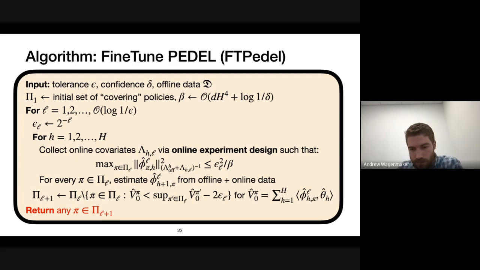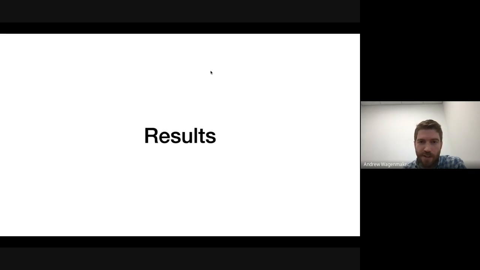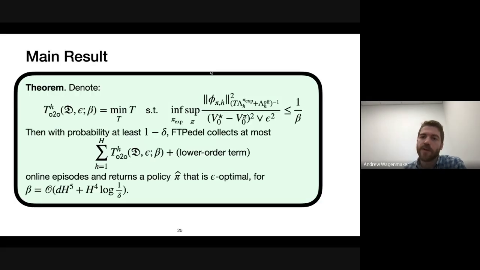Cool. And this algorithm is based on the PEDEL paper. We get a similar result to this, but with no offline data. And we have some examples in that paper showing that this more instance-dependent guarantee is able to get tighter results than worst-case guarantees and stuff like that. So this is buying you something even without offline data.